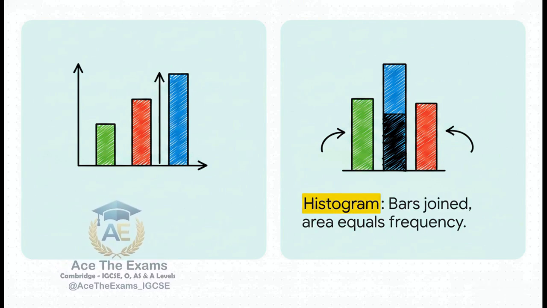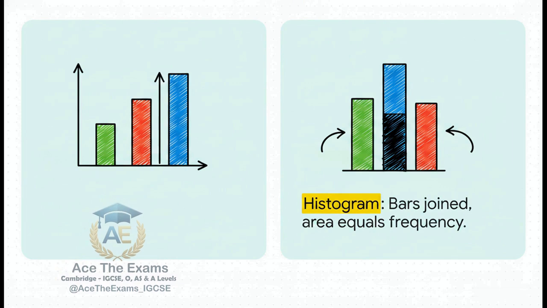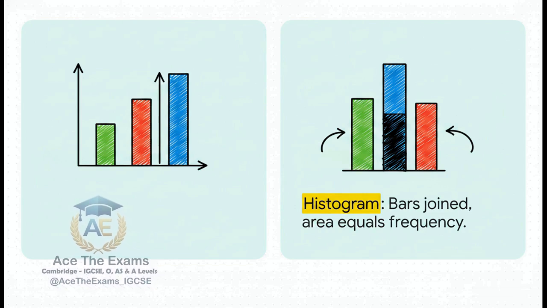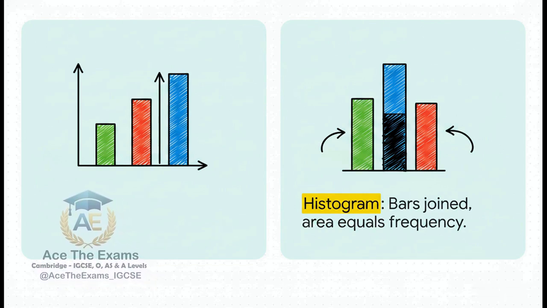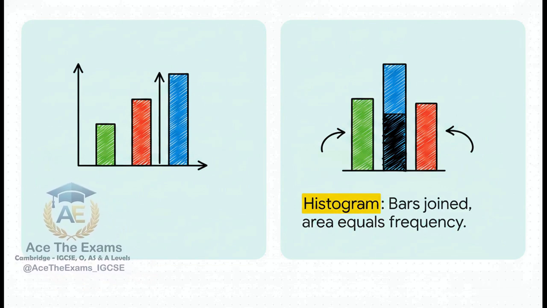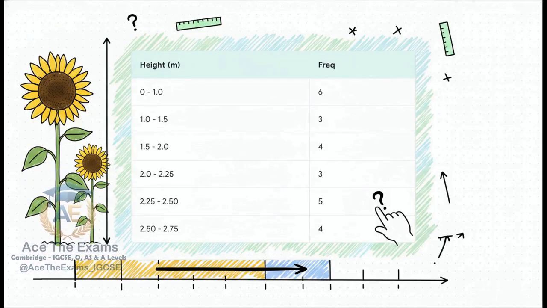Let me repeat that. The area, not the height. Now, if all the bars happen to be the exact same width, then sure, the height conveniently matches the frequency. But let me tell you, Cambridge examiners rarely make it that easy for you. They want to test if you really understand the concept. So, let's do an interactive workshop right here.